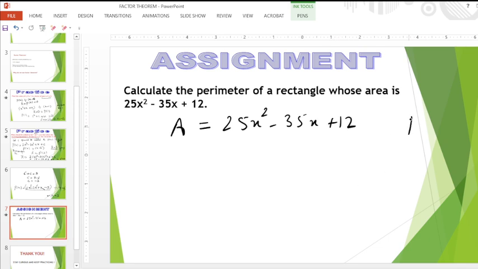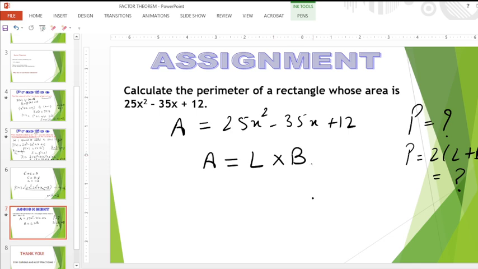And what you need to find? Perimeter. So what is the perimeter of a rectangle? Twice of L plus B. This you need to find. But how will you find L and B? Because area is given here. Nothing else is given. Only area is given. You know the formula that area is equal to length into breadth. And how will you get length and breadth from this?